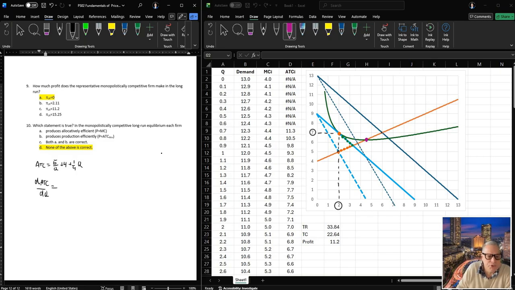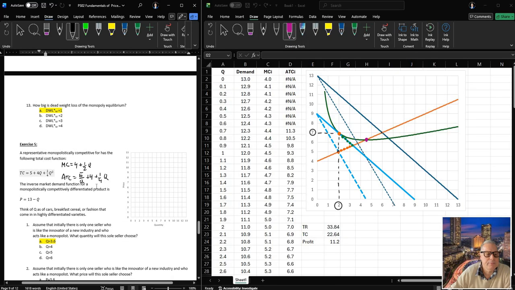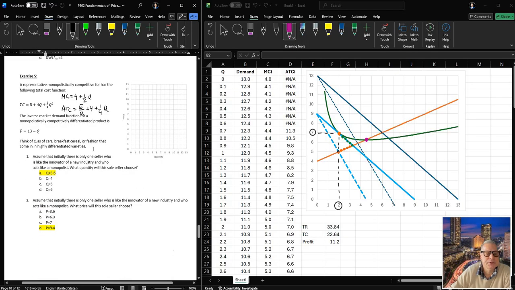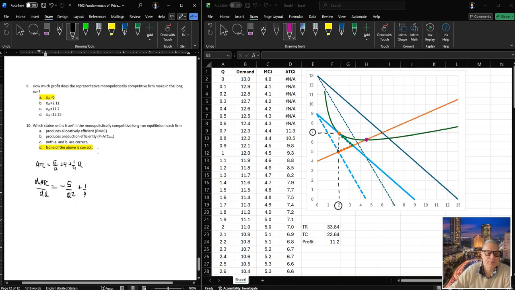Okay, so that first term becomes -5 over q squared. The 4 has no q, so that becomes 0, plus 1/4. There was no squared. I just want to make sure quickly that I don't make a mistake. Yeah, so that was just 1/4 over q. Okay, so that's the correct derivative.